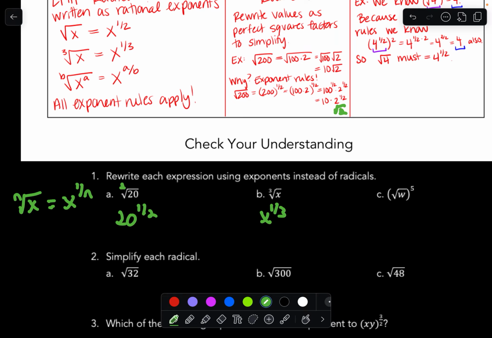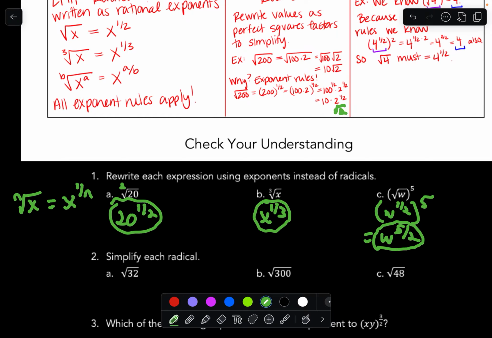And the square root of w to the 5th power can be thought of as w to the 1/2 raised to the 5th. You multiply exponents, so that's w to the 5/2. And there you go. That's how you can rewrite each of these with rational exponents.